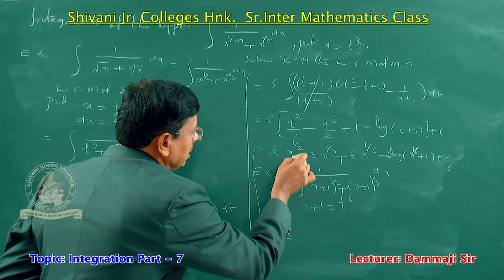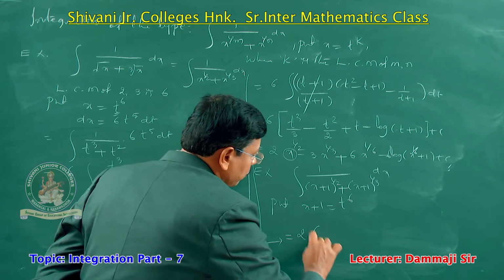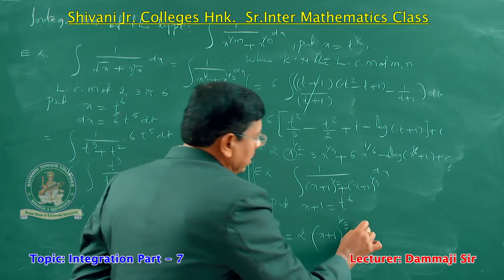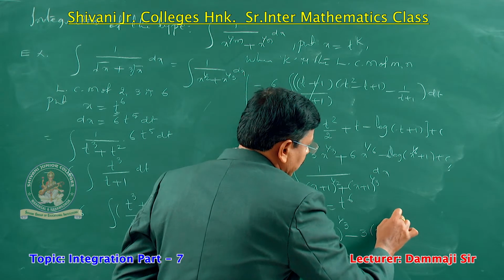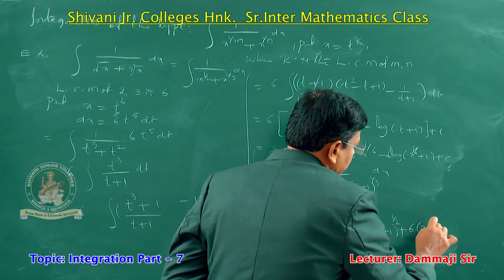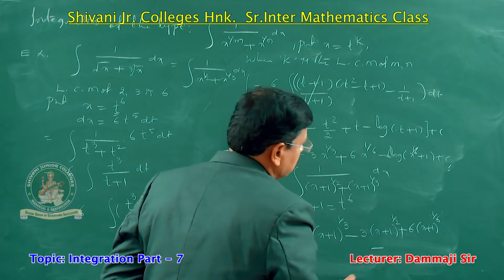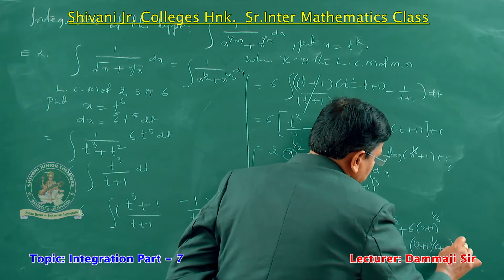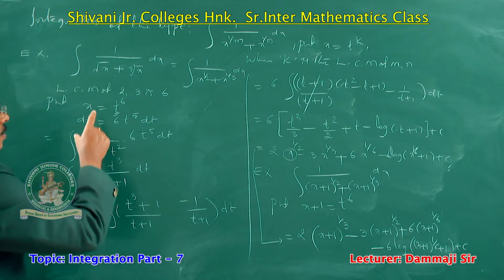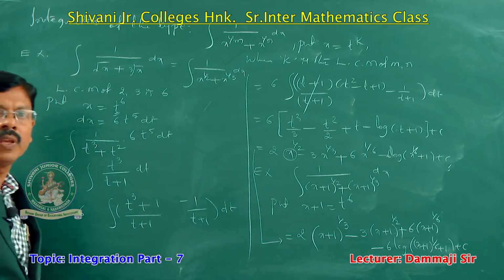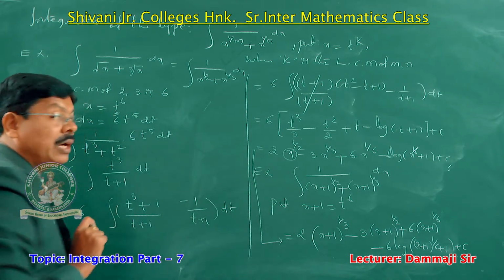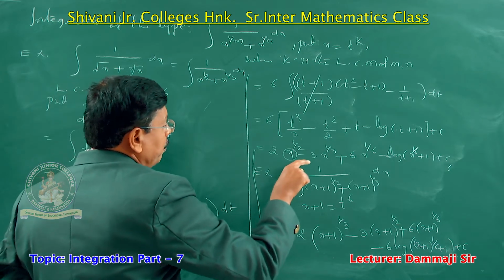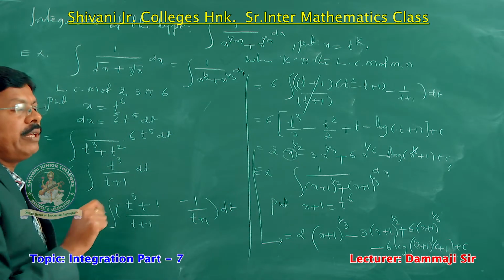In place of x, put x plus 1 in the result: 2 times x plus 1 whole power 1 by 2 minus 3 times x plus 1 whole power 1 by 3 plus 6 times x plus 1 whole power 1 by 6 minus 6 log of x plus 1 whole power 1 by 6 plus 1, plus c. Why? Because the first one takes time. With the same model problem, we can minimize the steps and also minimize the time. That is very important.